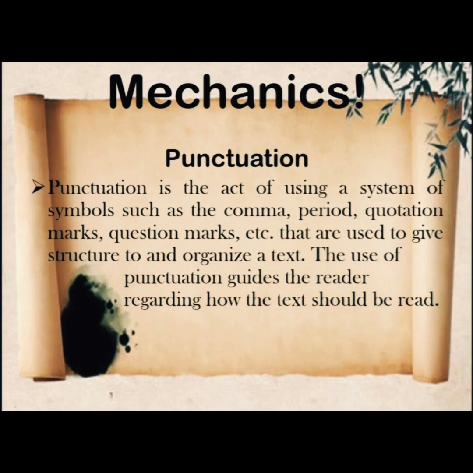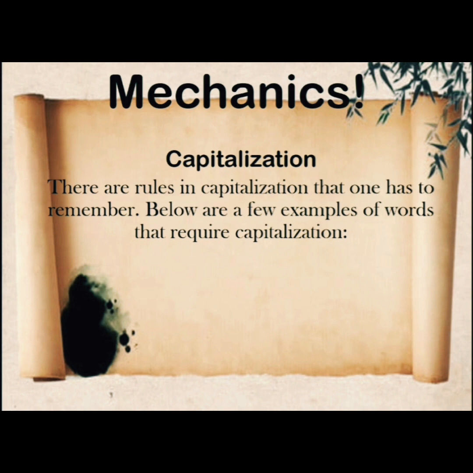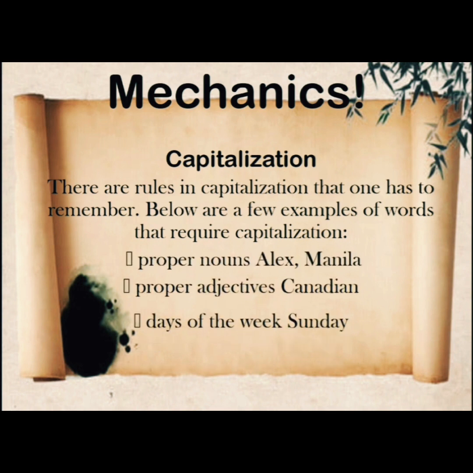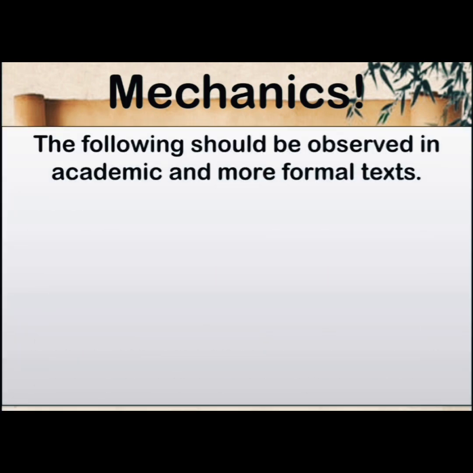Next is punctuation. Punctuation is the act of using a system of symbols such as the comma, period, quotation marks, question marks, and others that are used to give structure to an organized text. How about capitalization? So here are the rules in capitalization that one has to remember. Below are a few examples of words that require capitalization: proper nouns, proper adjectives, days of the week, and months of the year. Also, take note of the following mechanics.